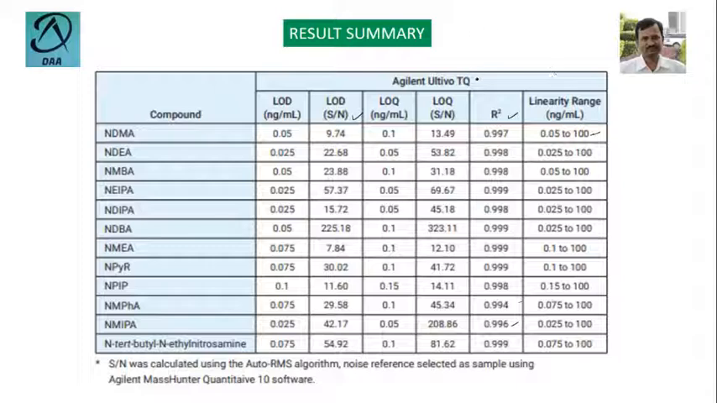And this data has been taken by the Agilent Altivo TQ. That is one model of the triple quadrupole from Agilent manufacturers. Every other company has a triple quadrupole, because triple quadrupole is the very basic mass spec instrument.